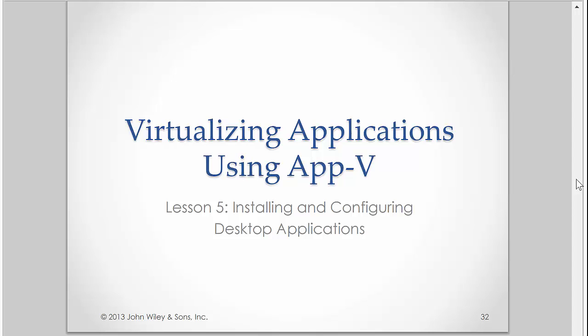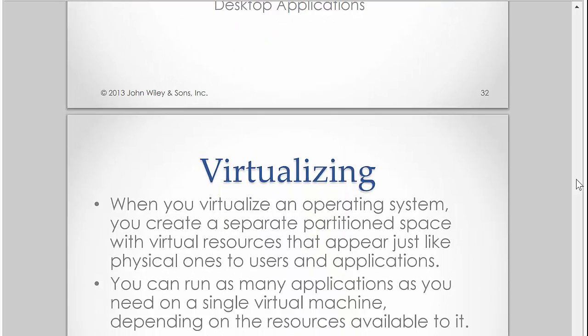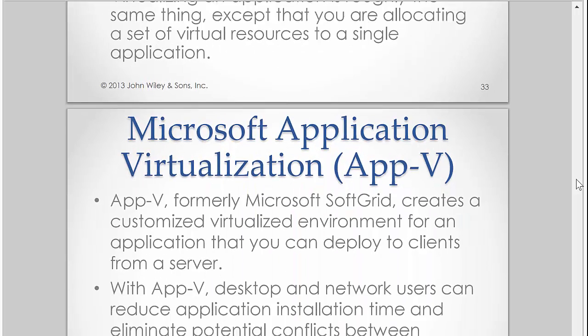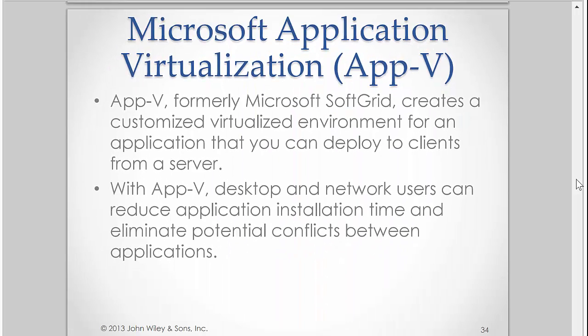So finally, that idea of virtualizing applications using App-V. When you virtualize an operating system, you create a separate partition space with virtual resources that appear just like physical ones. Yeah, we love virtualization. It means we no longer have to dual boot, tri-boot, quad boot a system. The other reason is we can run multiple operating systems via one hardware configuration at the same time. So we use this again in applications, and it's very complex. There's a whole huge white paper on how to set it up.